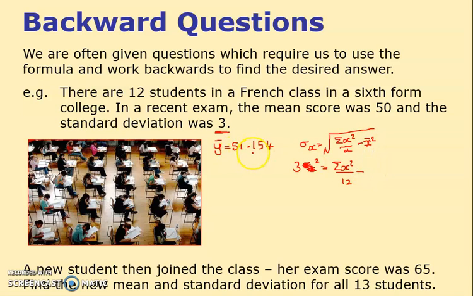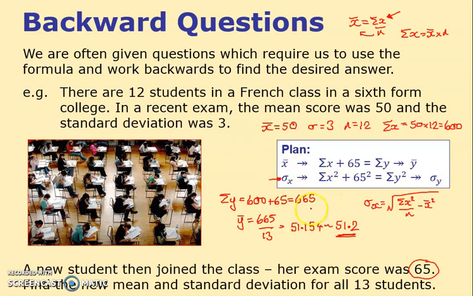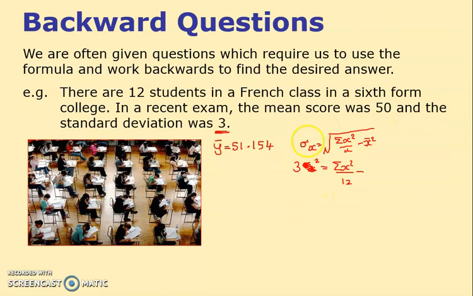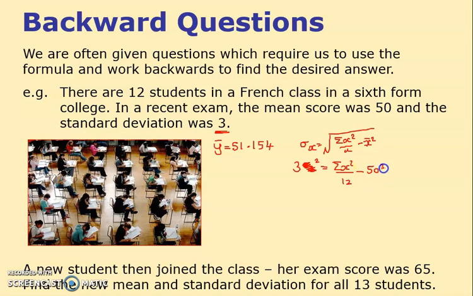What was x bar? Well, that was what we originally had. Let's go back and find it. It was 50, so I didn't need to go back and find it. So minus 50 squared. Move the 50 squared over, that's 2,500, plus the 3 squared, so it's 2,509, equals sigma x squared over 12. Move the 12 over, that gives me sigma x squared equals 2,509 times 12, which is 30,108.